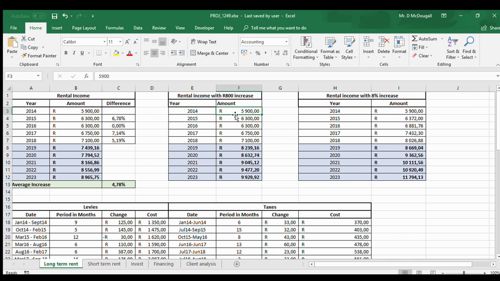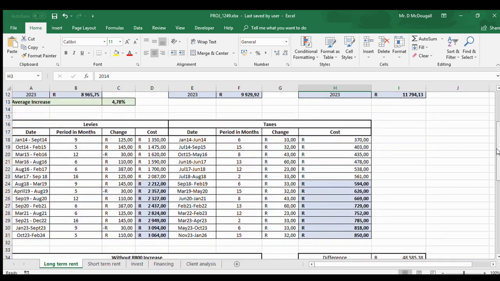It was investigated by first adding the 800 Rand and then calculating the future value with the same average percent calculated. Then the rental income with an 8% increase was investigated, even though this was not a viable option, as it was stated that this would not be a regular occurrence. It would have to happen once in a while.